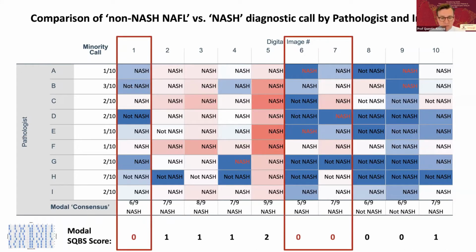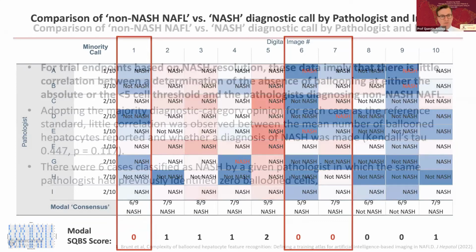And indeed, if we look at these 3 slides that I'm highlighting here, in each case, that semi-quantitative ballooning score was 0 for ballooning. But you can see in each case that the majority of the pathologists actually considered those biopsies to demonstrate steatohepatitis. So important implications here in terms of how we understand the histological definition of NASH, but also in terms of the inter-observer variation.